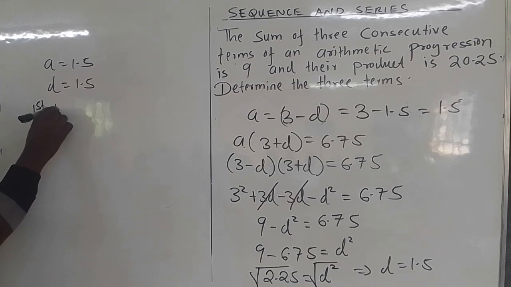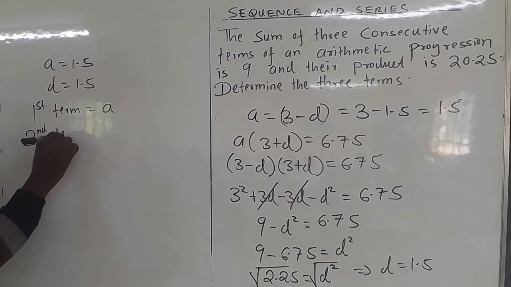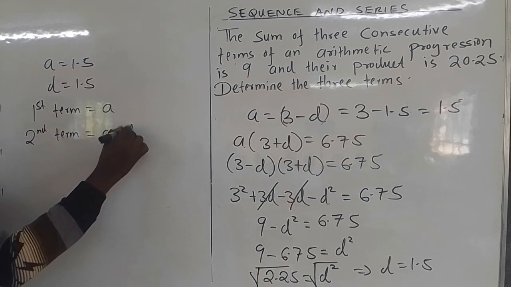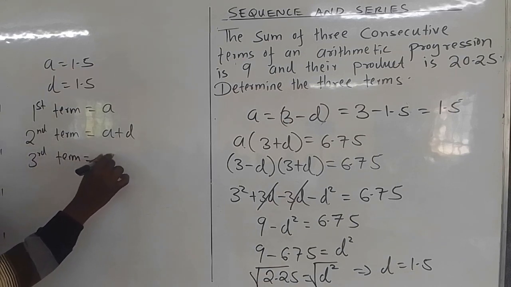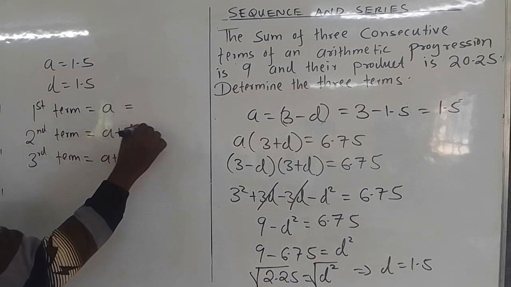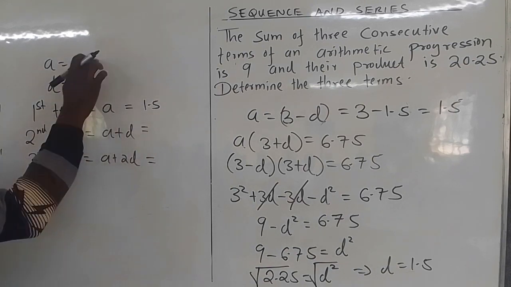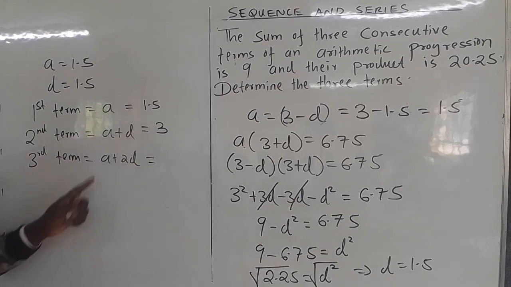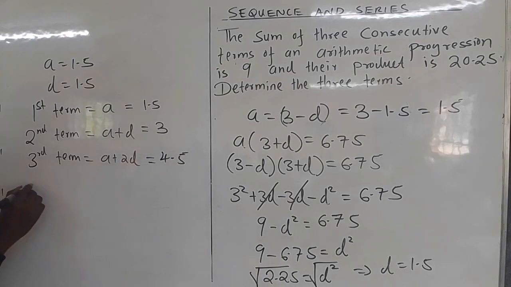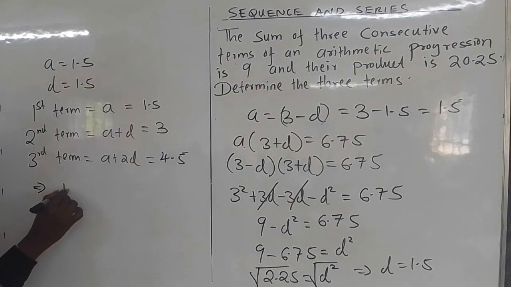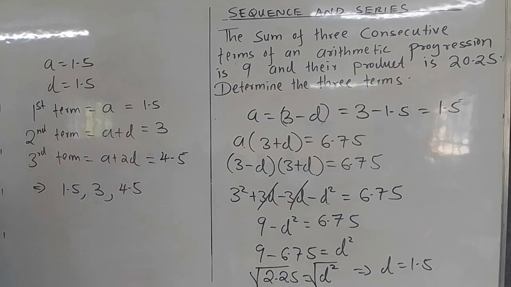So the three consecutive terms was the first term which was given by A, and the second term which was now A plus D, and the third term which is A plus 2D. So what do we get? Substitute. A is 1.5. A plus D, 1.5 plus 1.5, 3. A plus 2D, 4.5. So it implies that the three terms are 1.5, 3, and 4.5. Those are the three consecutive terms.